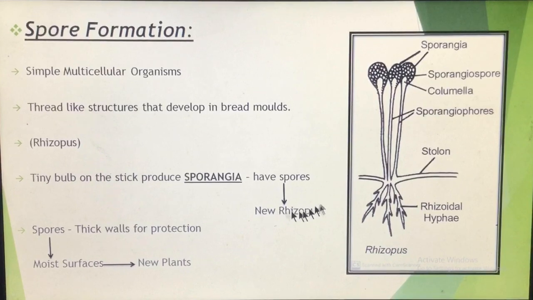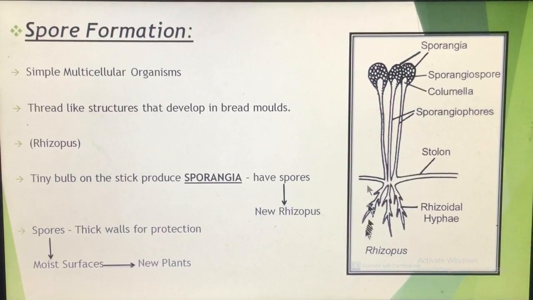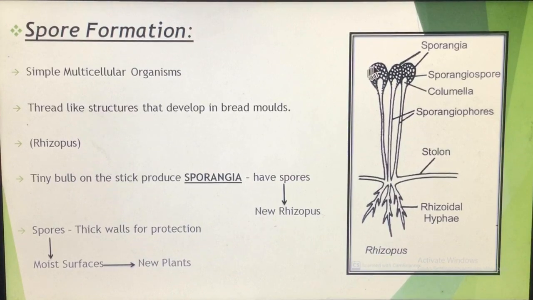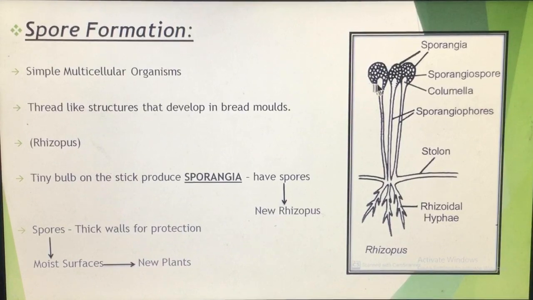Now this rhizopus has small hair like structures, these are known as the sporangiophores, and at the tip of these sporangiophores, ये hair like structure में tip में bulb like structures are there. You can see these bulb like structures, and these bulb like structures are known as sporangia. इन sporangia के अंदर many spores are present. ये छोटे छोटे जो दिख रहे हैं हमें, these are the spores.